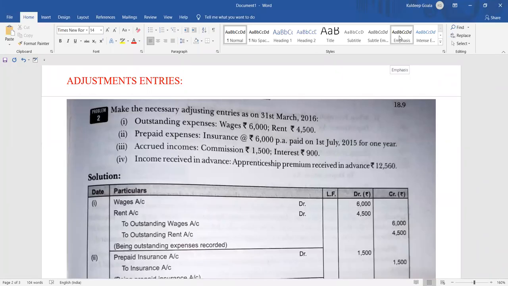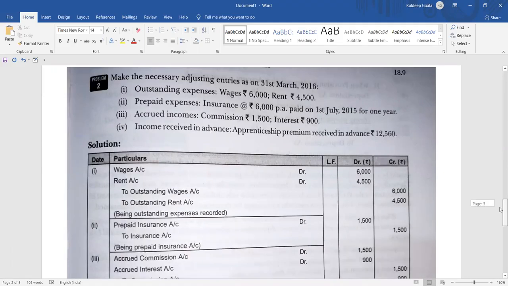Today we are going to take up our next class, or you can say second class, on final account of sole proprietorship with adjustment. Today we are going to discuss a few selected adjustment entries and how the general entry is passed on the adjustment entries. Okay, we'll see that. So here is the question: make the necessary adjustment entries as on 31st of March 2016. So, what is given here?